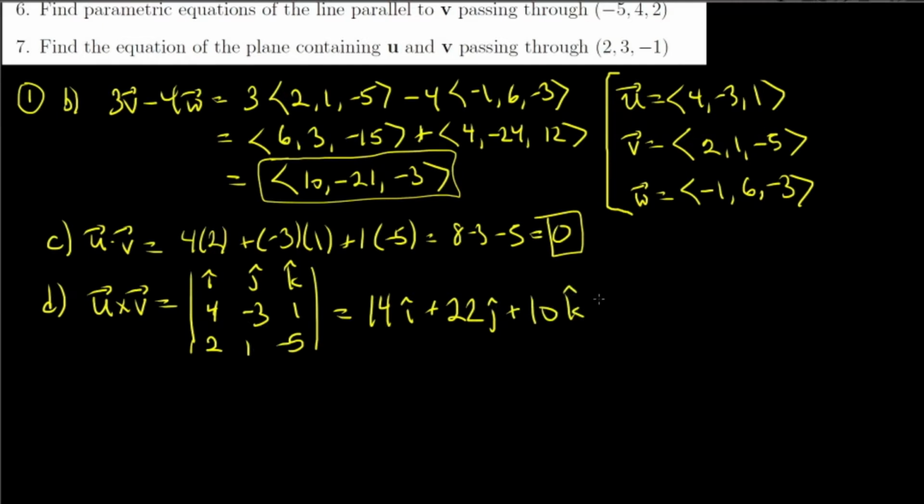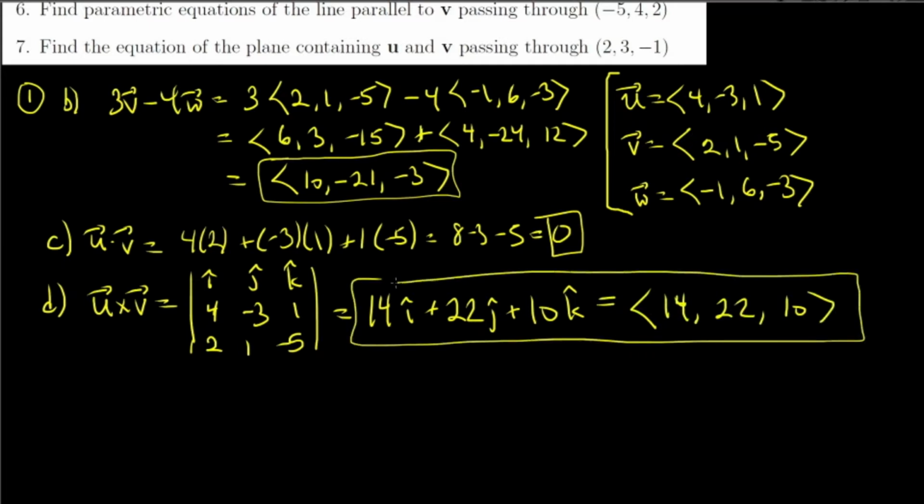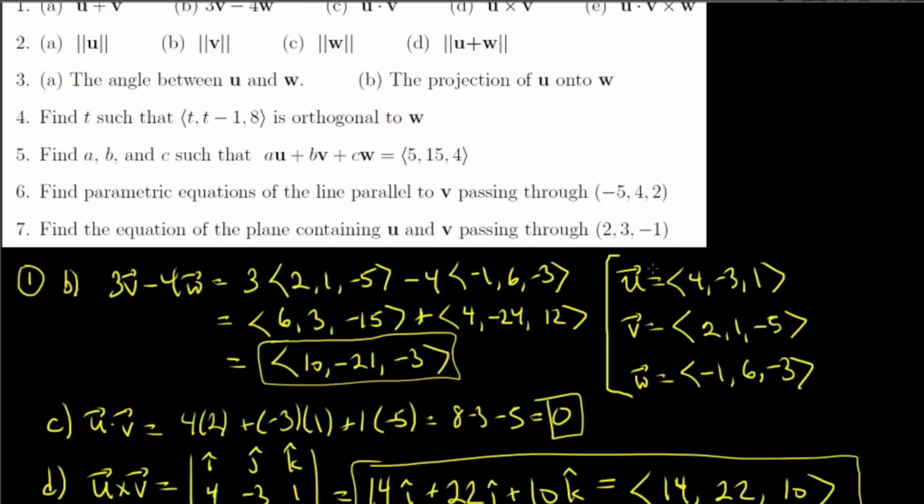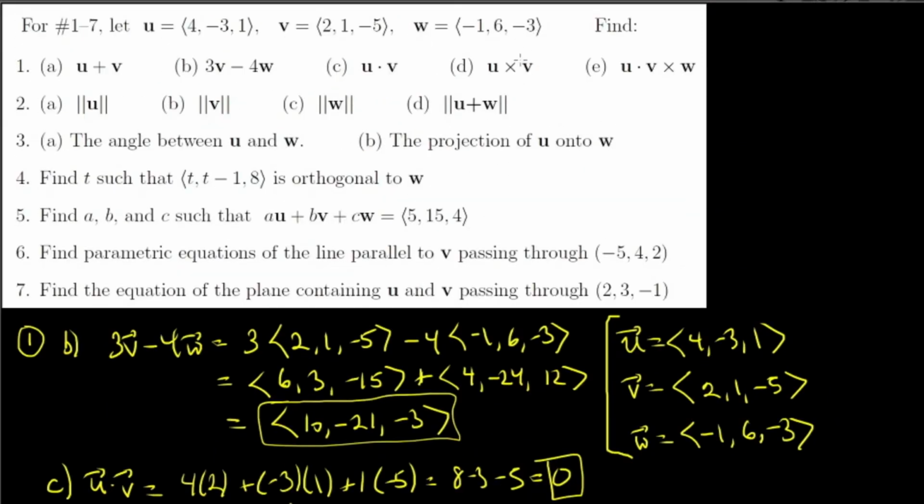And I know I'm not being consistent here. I probably should write it as the row vector 14, 22, 10. But as I said many times, I am not picky about that. You can write them either way you want. All right, and again, I think you can handle part E.